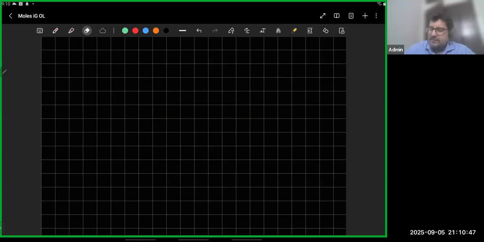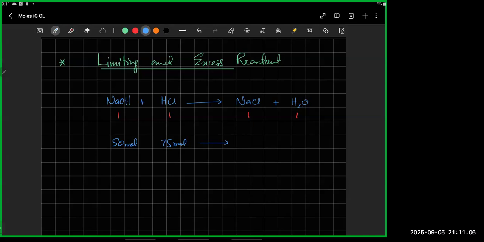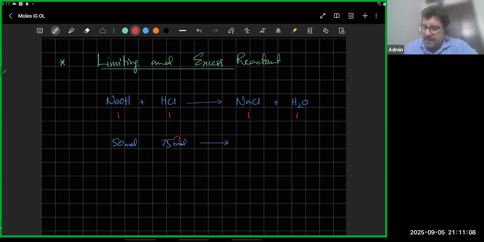So let's come back to the question. So I have this simple equation, 1:1. If I have 50 molecules of NaOH and I add 75 molecules of HCl, first tell me which one is in excess, more than the required amount? 75 HCl. And the reason for that is that 50 will react with 50, it's 1:1. So that means 25 moles of HCl are in excess. That means they were not required. You just added them and they're getting wasted.